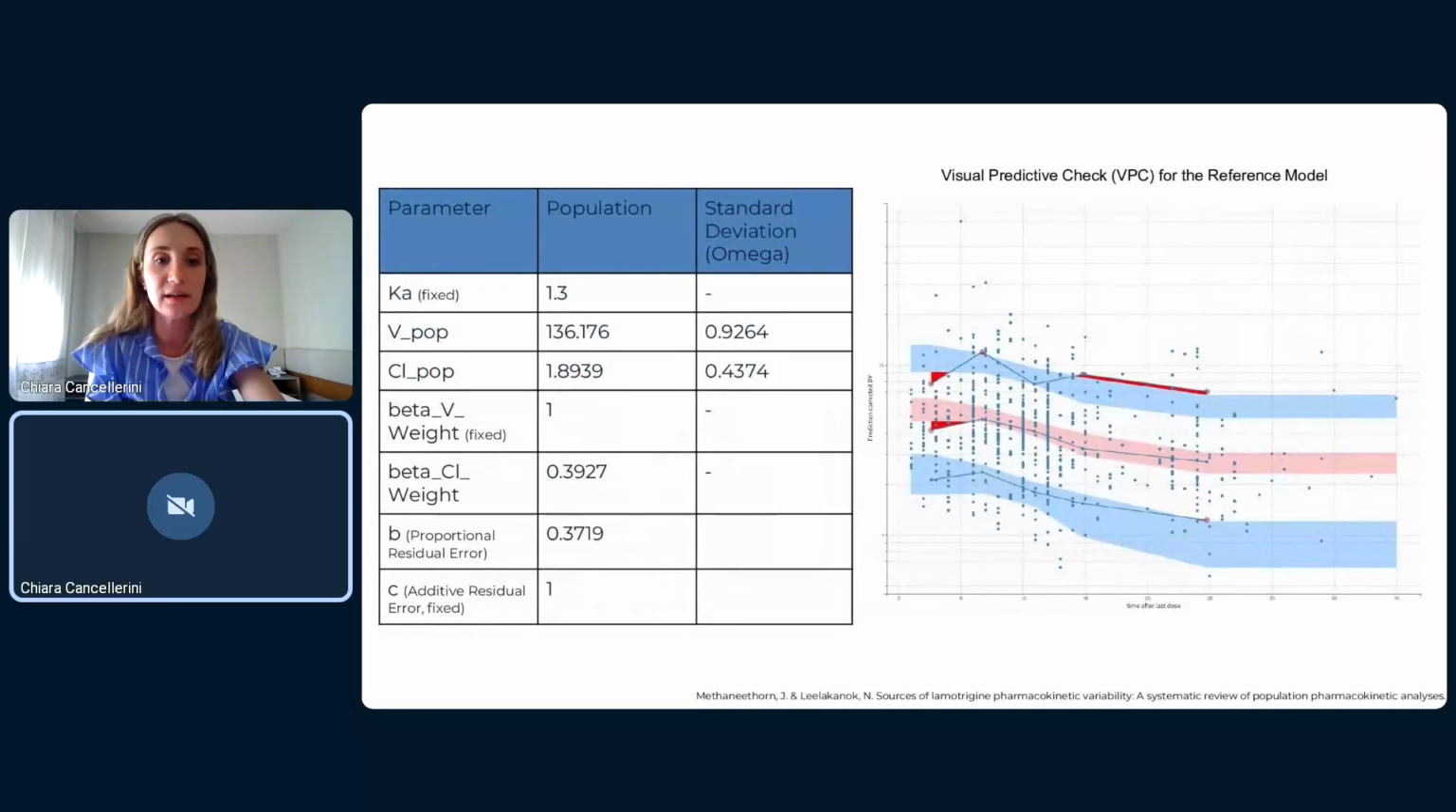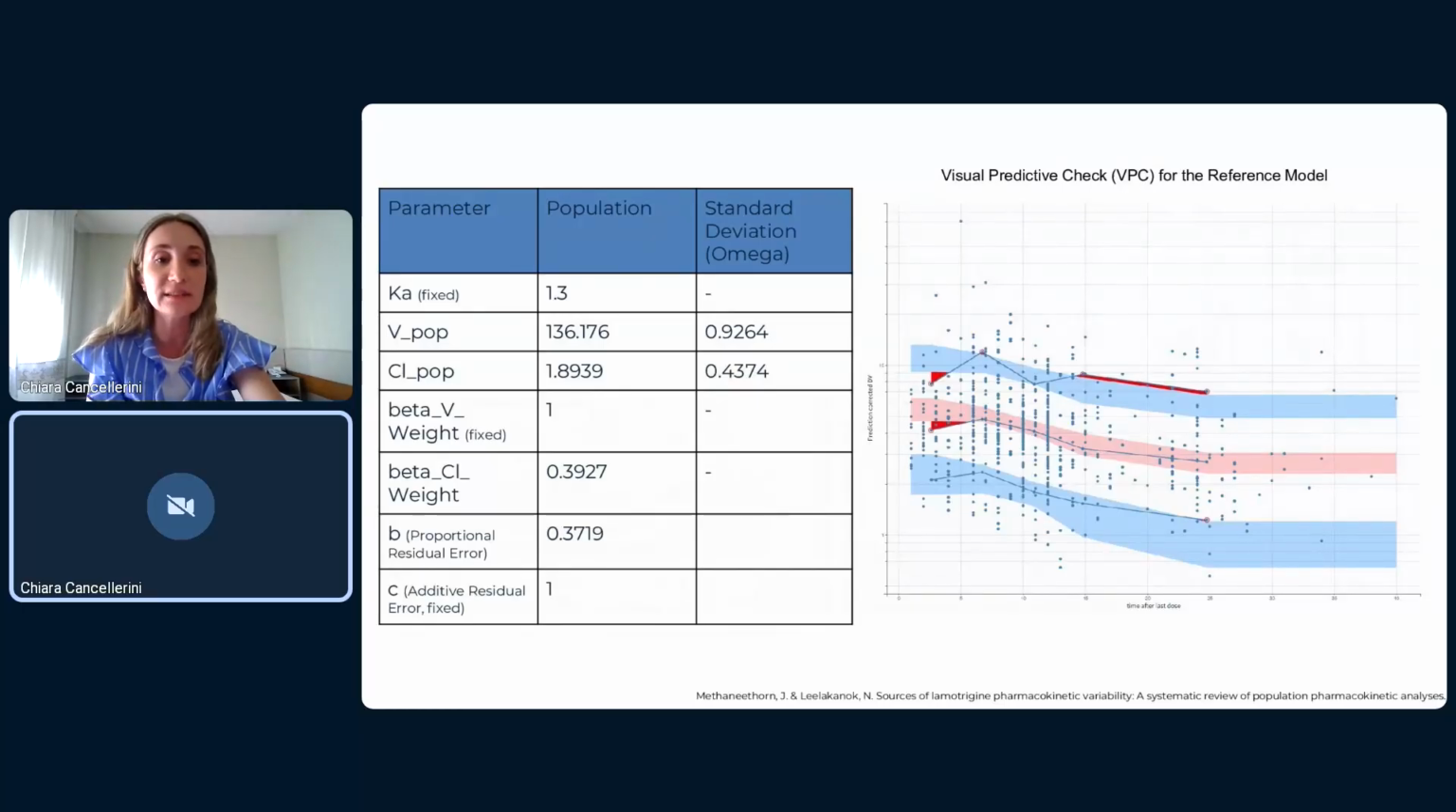So for this, we did this analysis. The population clearance we found was 1.89 liters per hour. The volume of distribution that we found was 136 liters. And we saw that both were dependent on weight. This mathematical extraction actually allowed us to tailor and predict drug exposure based on patients' body weight.